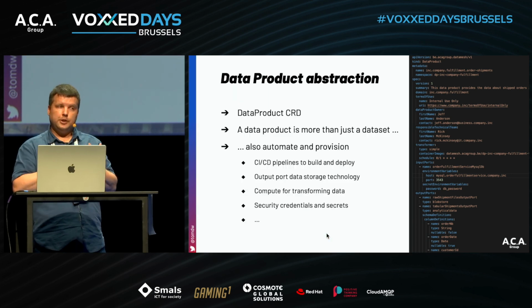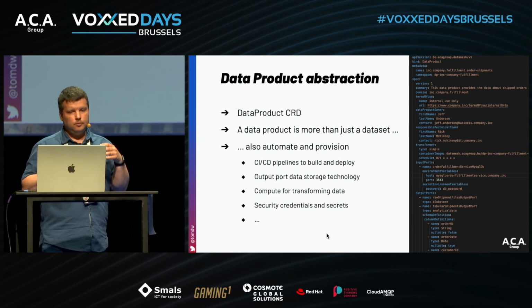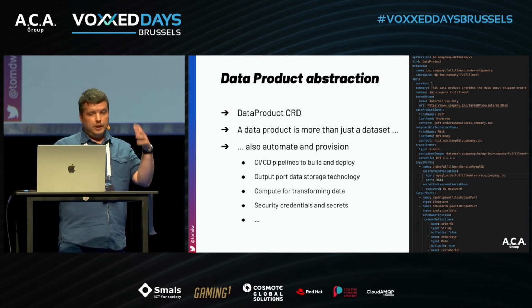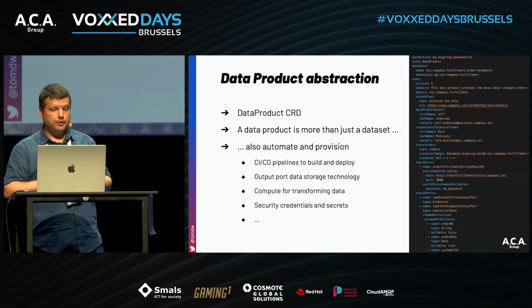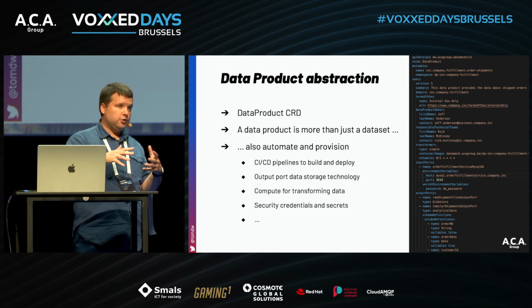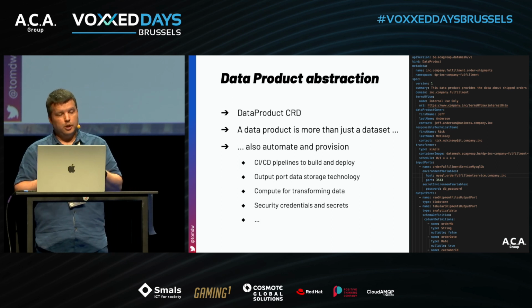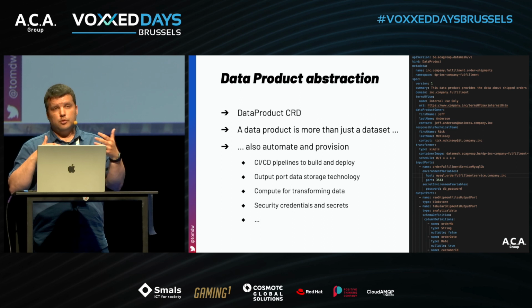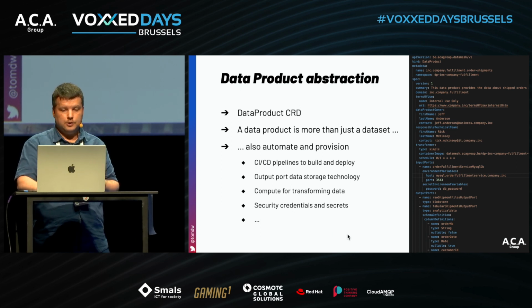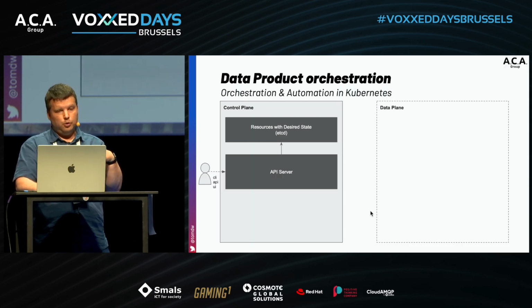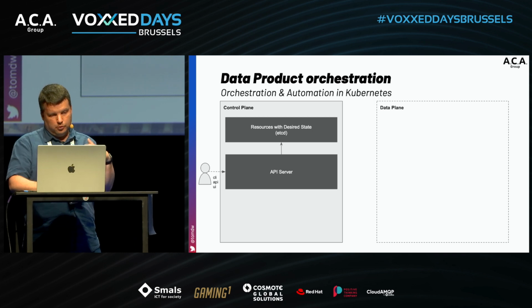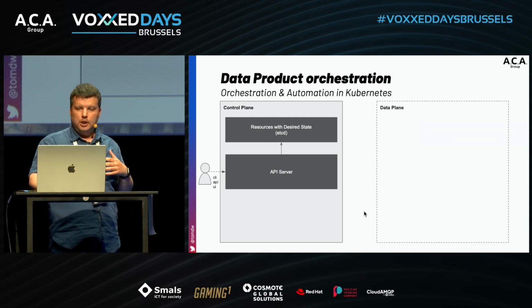Of course, the data product is more than the data set. It's also about automating and provisioning all the CI/CD pipelines needed to build and deploy it, the different data storage technologies to support the output ports, provide the compute that's needed, possibly some security credentials and secrets. So we also want to orchestrate things and automate things. And what's that in Kubernetes? Well, that's also all following a certain pattern.